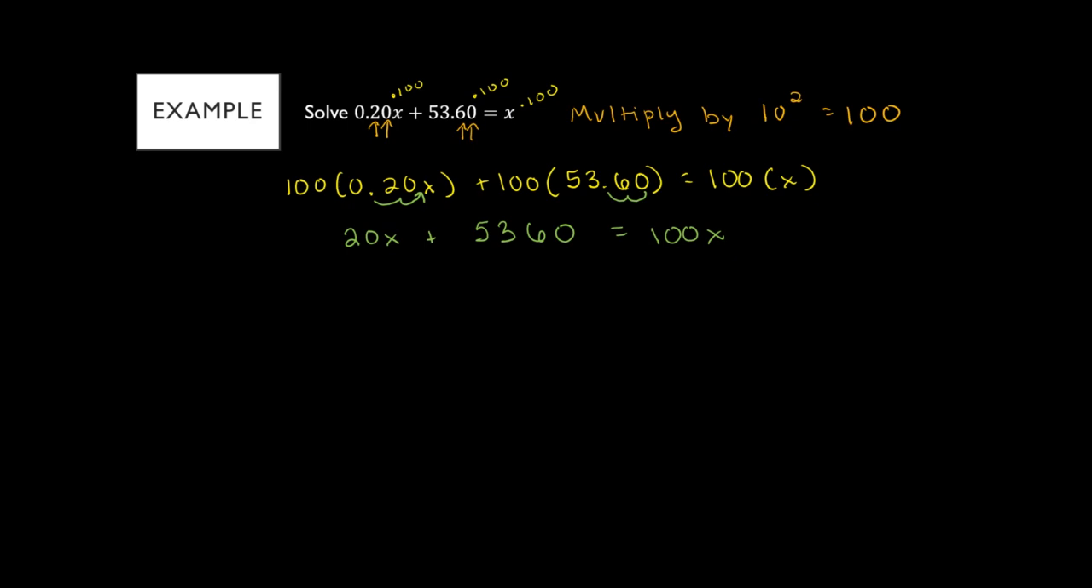So in this case, we have x's on both sides. And most people prefer to have the x on the left, but it's totally okay to put x on the right. And because all I have on the right is something with x, it makes more sense to move the 20x than it does to move the whole number, the 5,360. So that gives me 5,360, and then 100 minus 20 is 80.